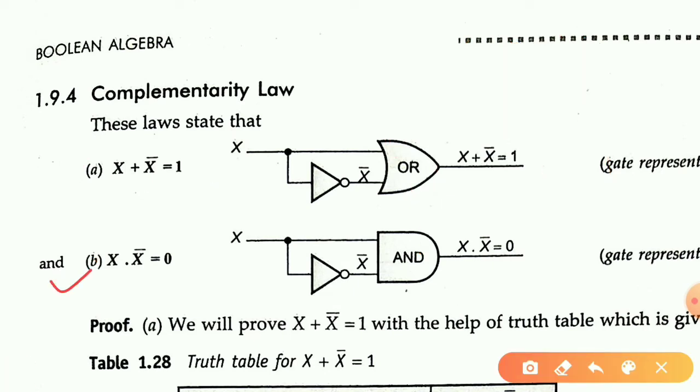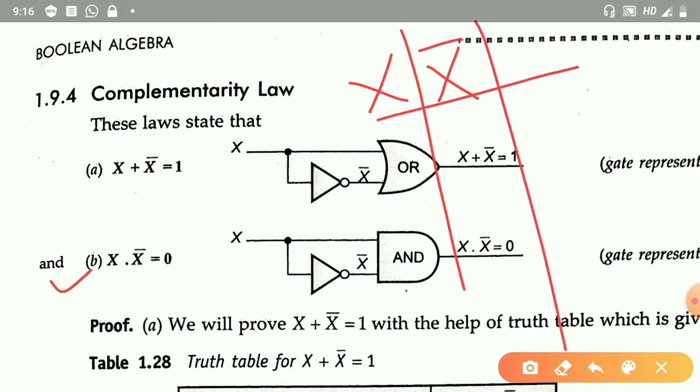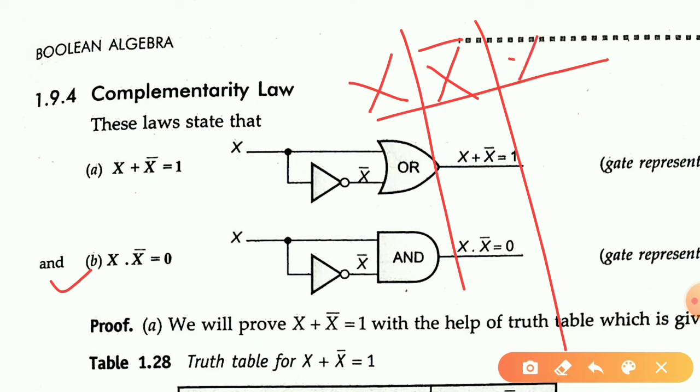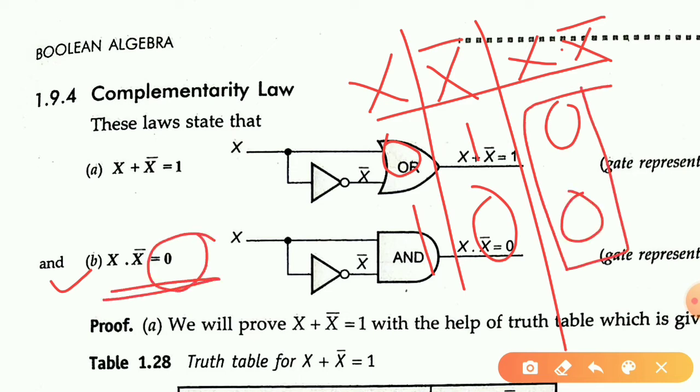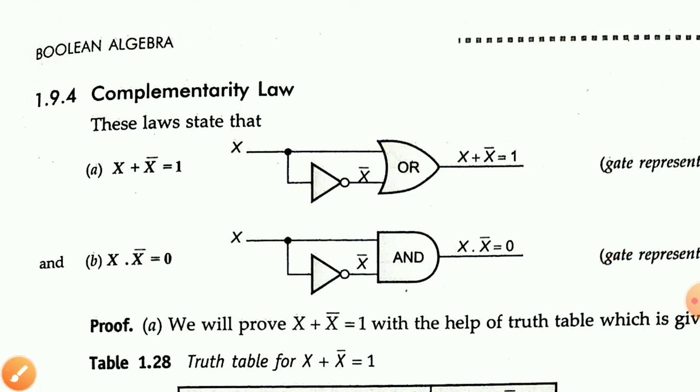Now the second law, in the same way, I am writing x and finding x bar. Now I have to find x dot x bar. So here x is 0, 1, and x bar becomes 1, 0. Now x dot x bar: 0 dot 1 will be 0 and 1 dot 0 will be 0. Clear? So you can see the output is 0. This is the proof for this law.